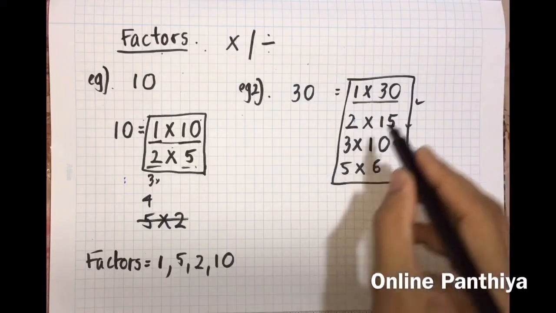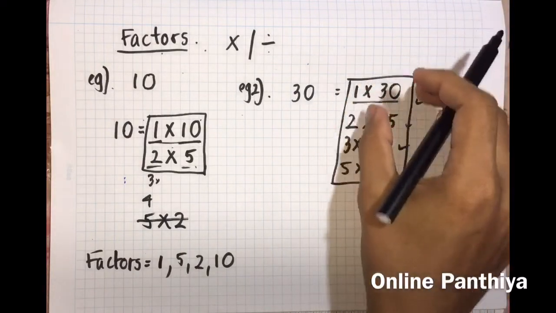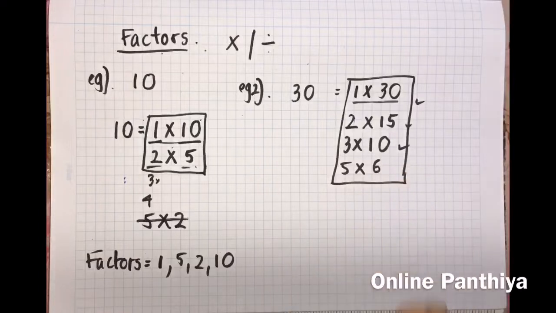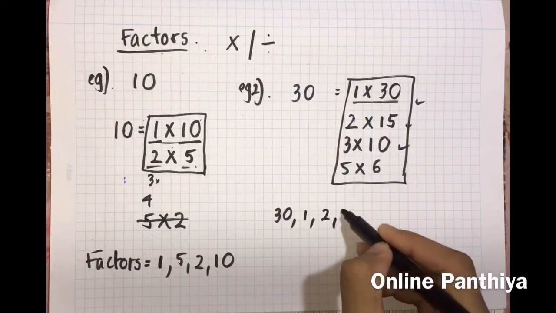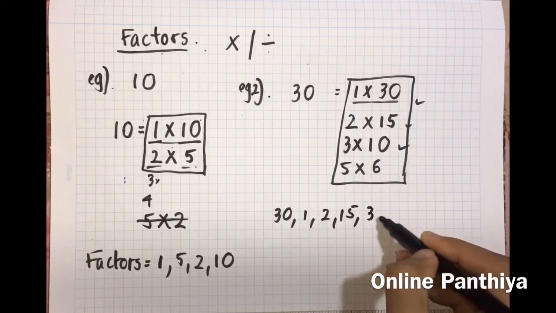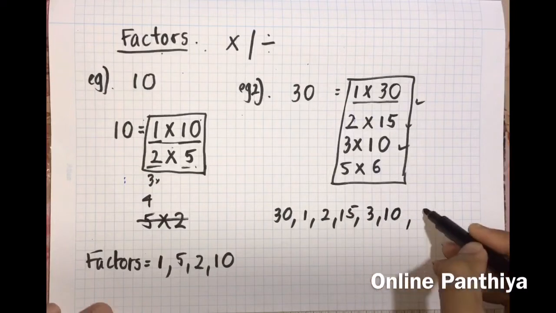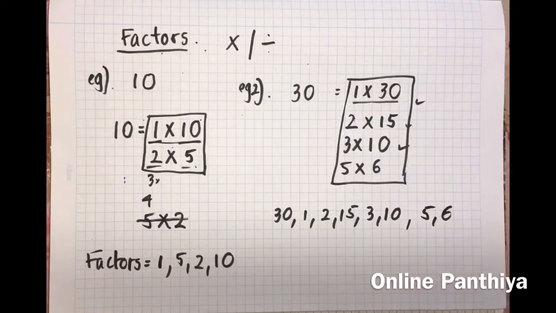The factors, you can write all these numbers using commas. Is the order necessary? No, the order is not necessary. You can just put commas and write 30, 1, 2, 15 and 3, and then you have 10 and 5 and 6. Is it clear? Okay, it is easy. You should just be good in multiplication, that's all. You should check how you get 30. For that you should be good in multiplication.